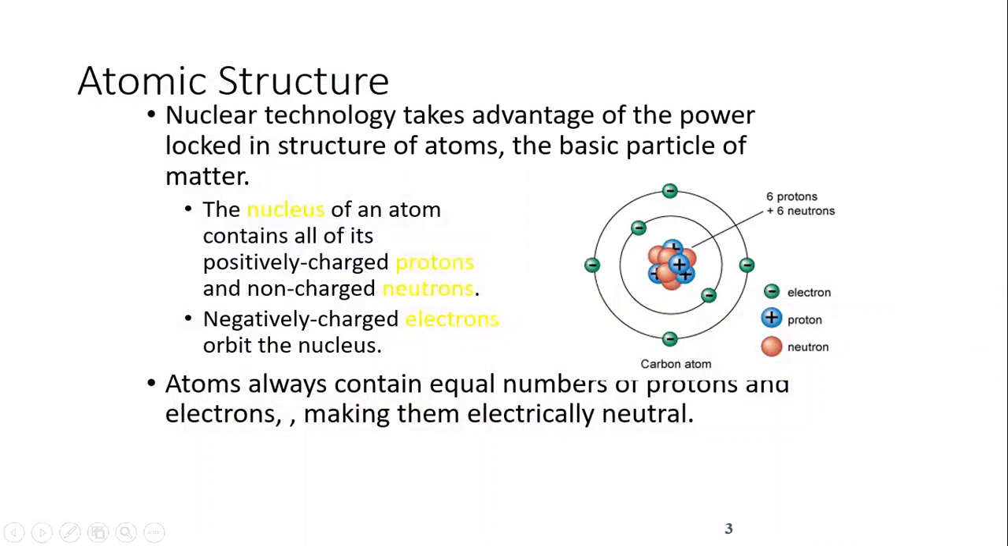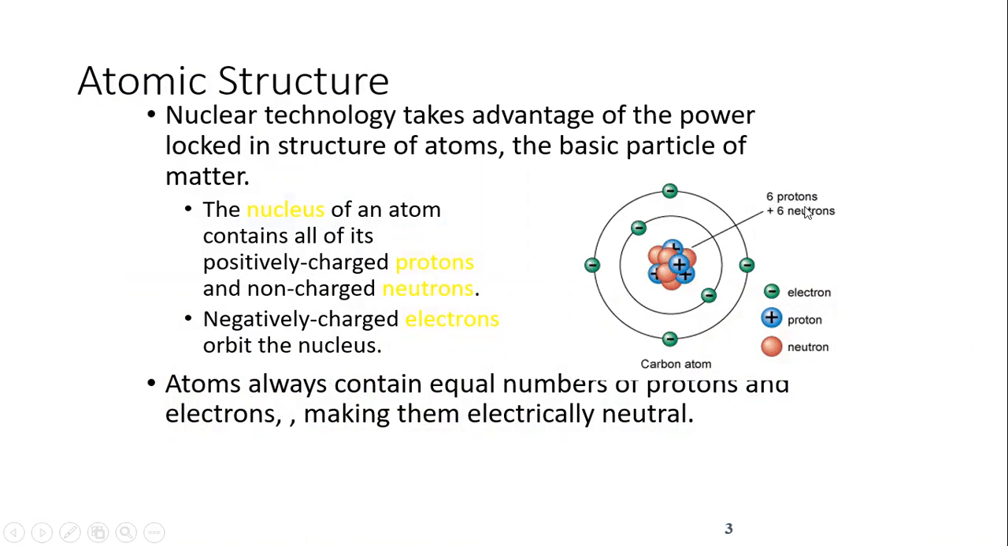Next, coming to atomic structure, nuclear technology takes advantage of the power locked in the structure of atoms. The nucleus of an atom contains all of its positively charged protons and non-charged neutrons. The negatively charged electrons orbit the nucleus. Atoms always contain an equal number of protons and electrons.